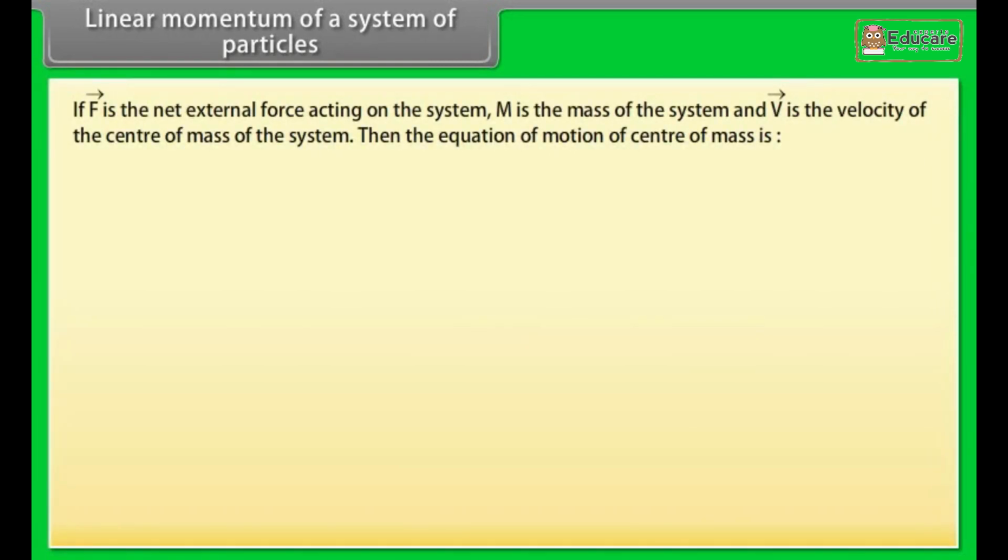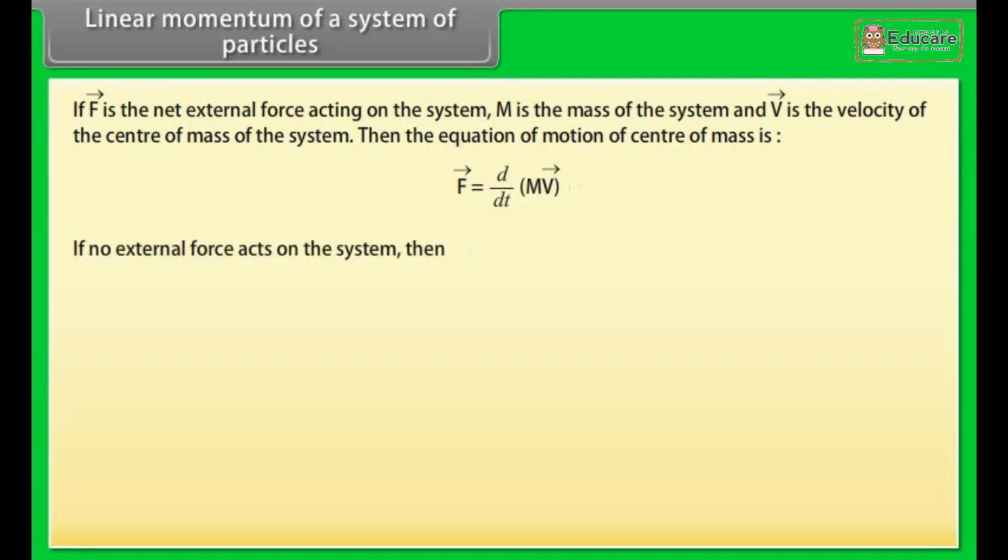Linear momentum of a system of particles. If F vector is the net external force acting on this system, m is the mass of the system, and v vector is the velocity of the center of mass of the system, then the equation of motion of center of mass is F vector = d/dt of the product of m and v vector.